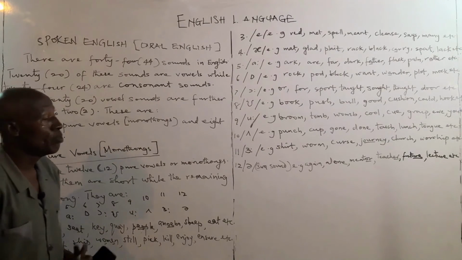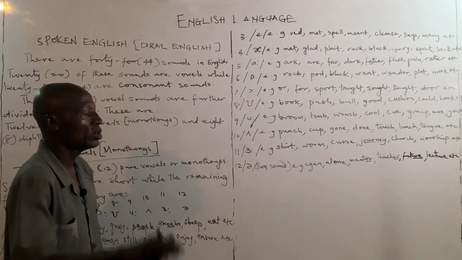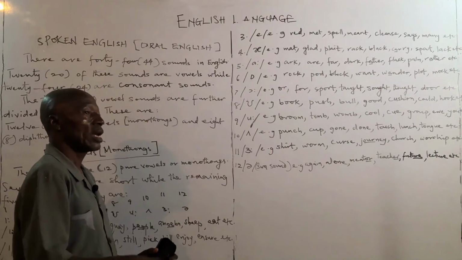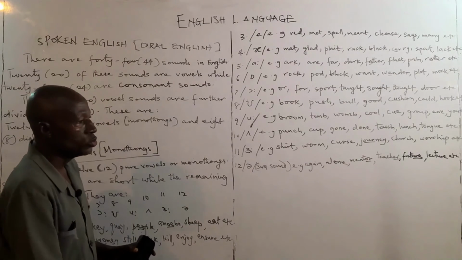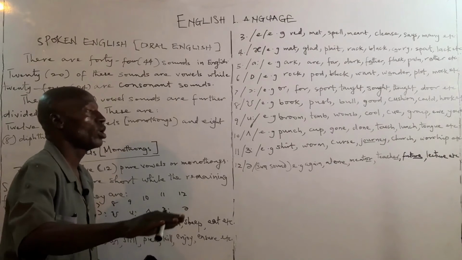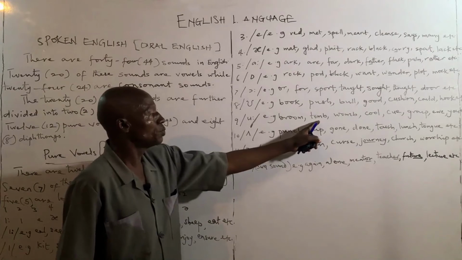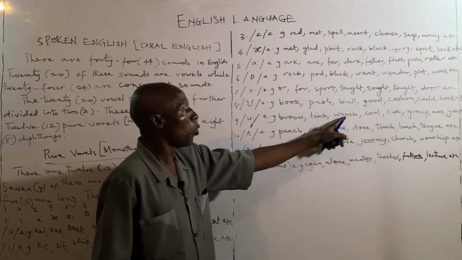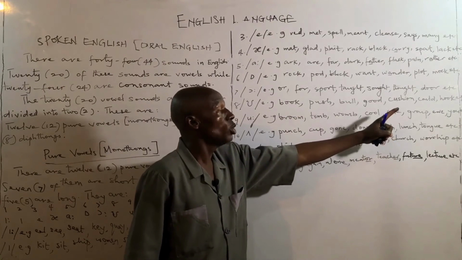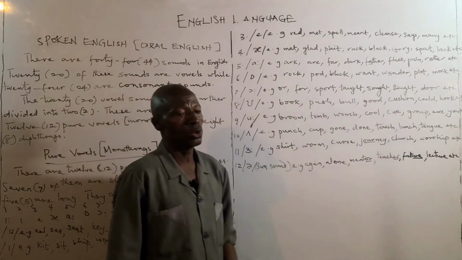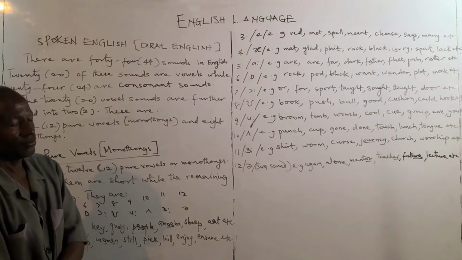Ooh, like broom, like moon, like tune, like ooh, like soothe, like fruit, like youth, like poom. So we have tune. Look at EWE. It's you.